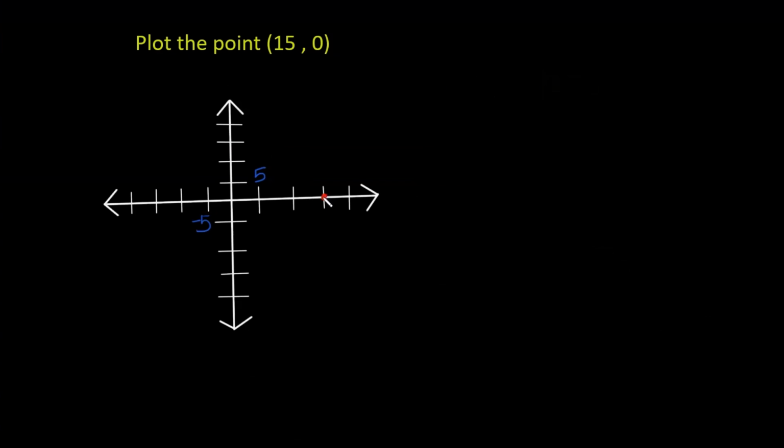And our y value is 0. So we are going to move 0 in the positive or negative direction, and 0 lies right in the middle, so it's actually going to lay directly on the x-axis. And I forgot to label this, but this is the x and then the y-axis. So this point lays directly on the x-axis at 15 to the right. And I'll write this here. This is the point 15, comma 0.